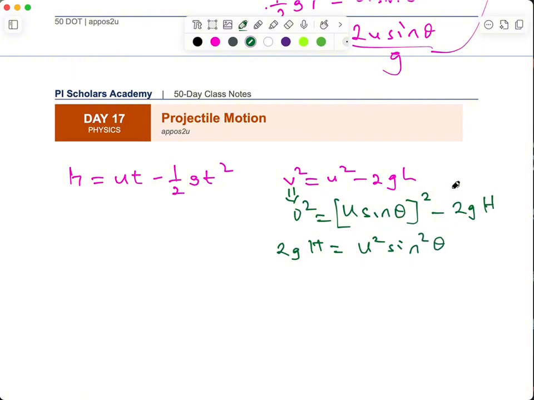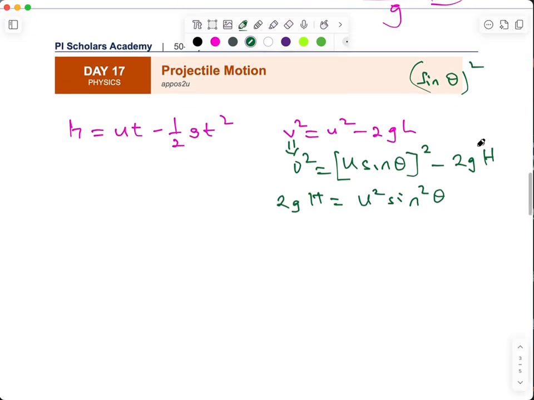Sine squared theta means that you find the sine theta, then you square it. That's what it means. It doesn't mean that you square the angle before you find the sine. So if you solve for H here, H would then be u squared sine squared theta all divided by 2g. And this is what you use to calculate the maximum height reached by a projectile launch.